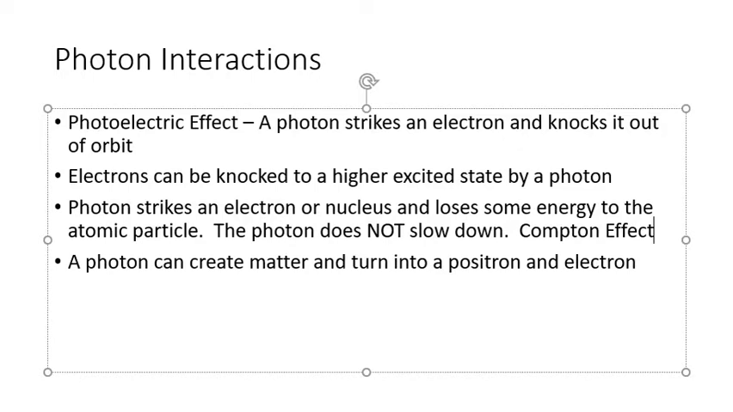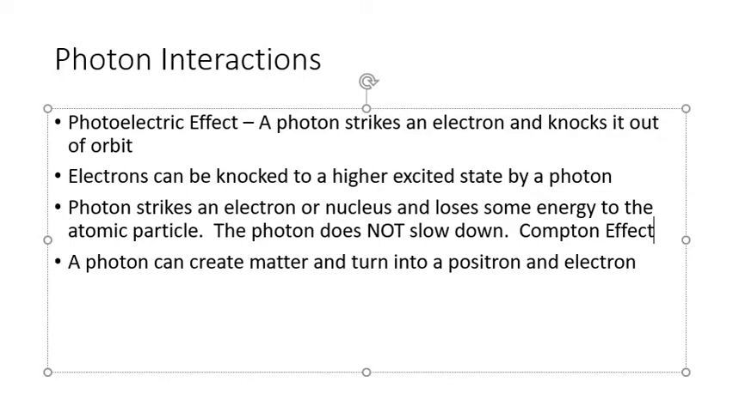And then the last thing that can happen, which is kind of a unique one, is a photon can create matter and turn into a positron and electron. So a photon that essentially is a bundle of energy can actually turn into things with mass. An electron, we know what it is, right? It is the particle that orbits the nucleus of an atom. We can look up its mass, which we've had to do in various problems before.